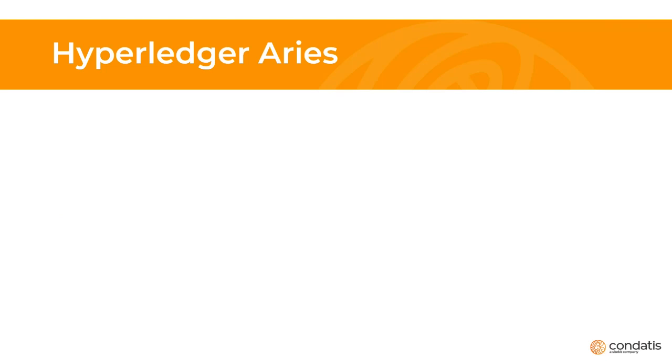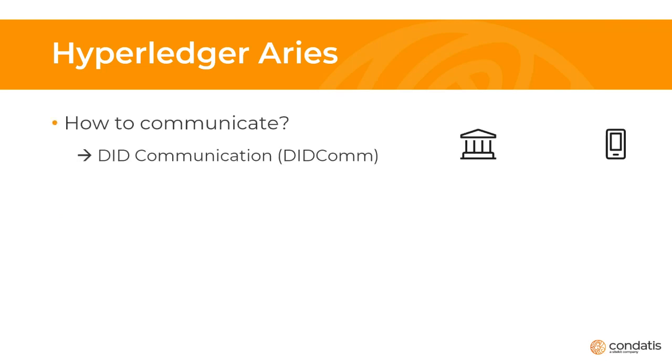Hyperledger Aries is an open source project that provides tools for building decentralized identity applications. It includes a number of RFCs. It's quite a high number, I think it's like 97 at the moment. And those RFCs specify and describe protocols for communication between the different parts in the decentralized identity infrastructure. One of the main concepts explained and specified in Hyperledger Aries is DIDComm.